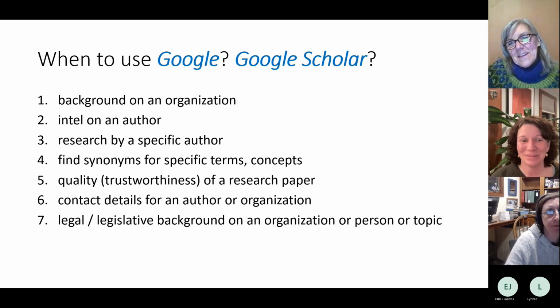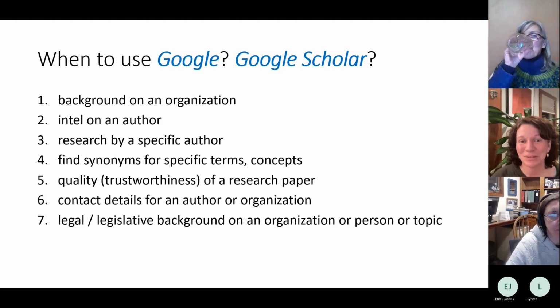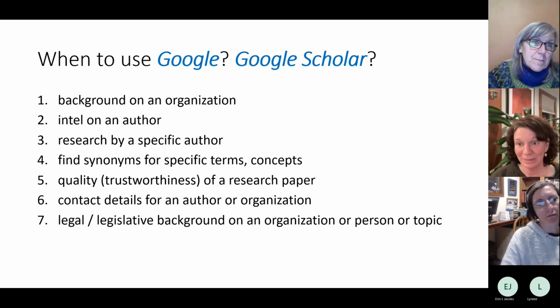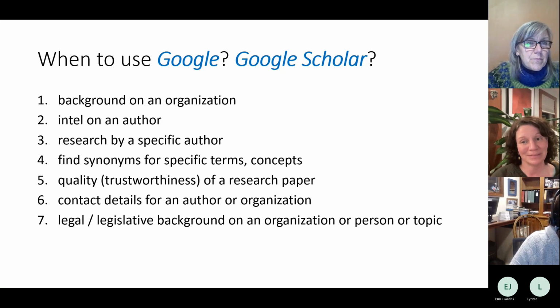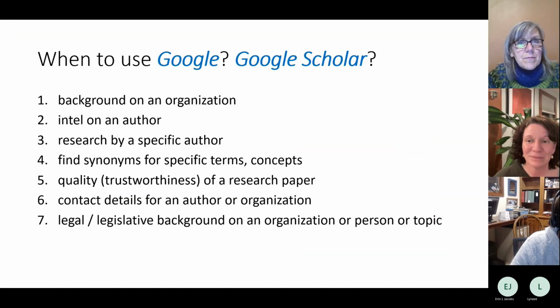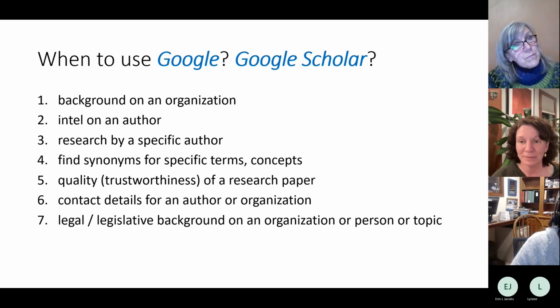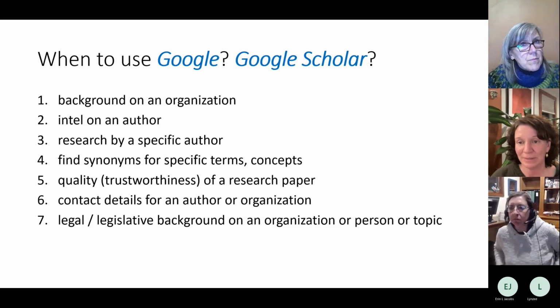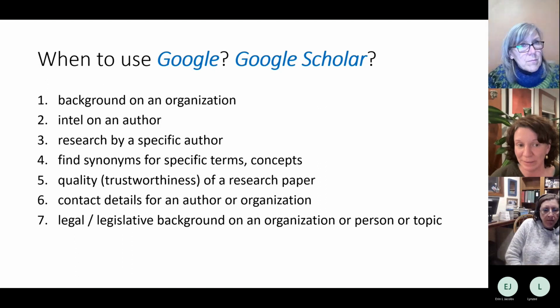So that kind of summarizes when to use Google and Google Scholar. If you want to get background on an organization, you can use the Google News button. And intel on an author, I don't think I went over that yet, or research by a specific author. To research a specific author, you can go to Google and put the author in quotation marks, and then it will direct you to the results that way. So you get specific results about the author.